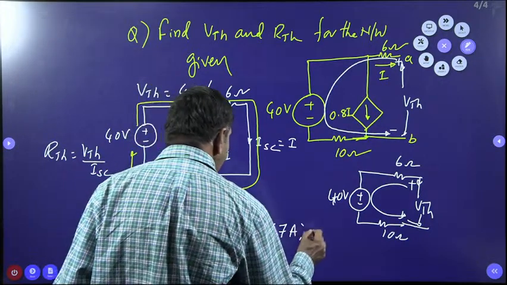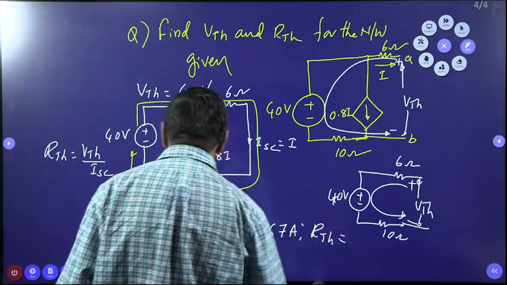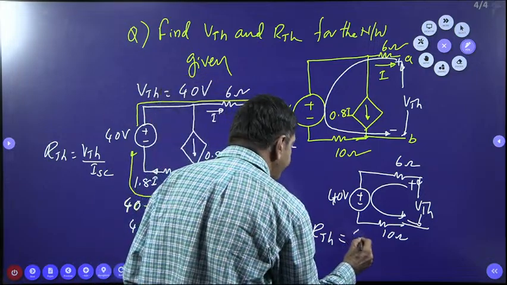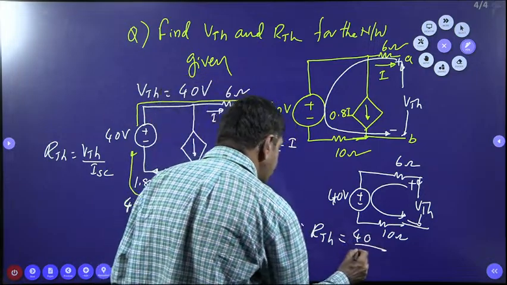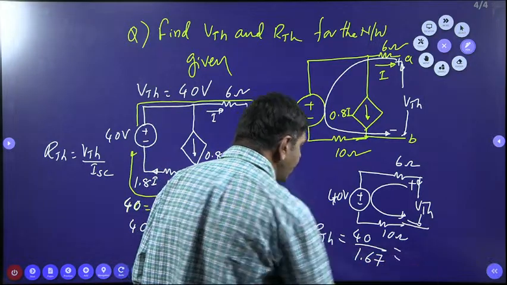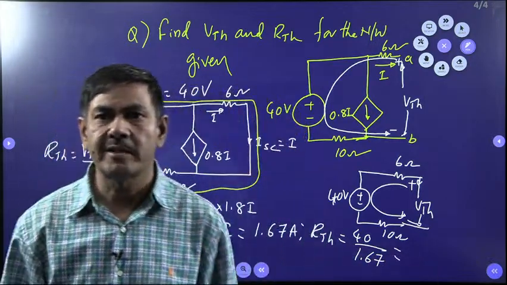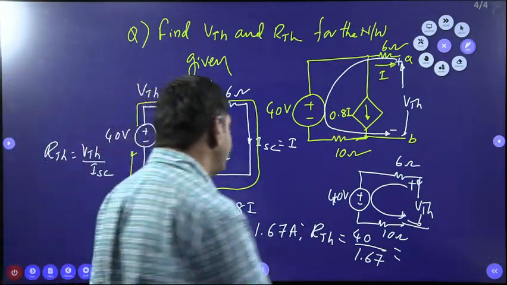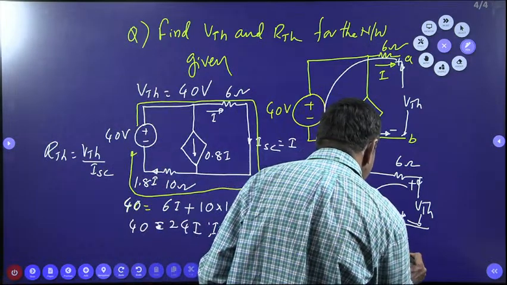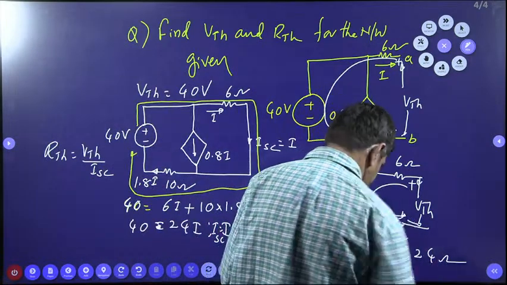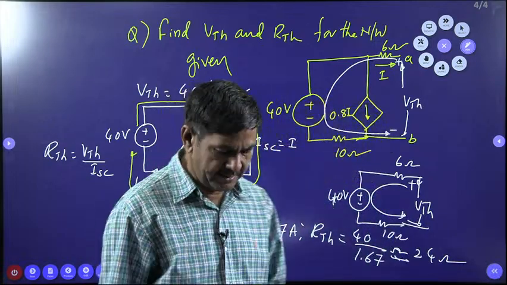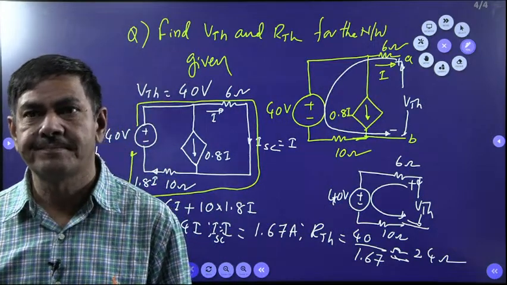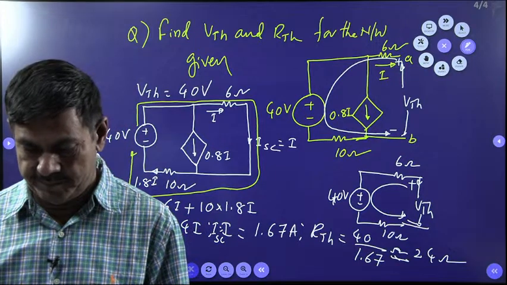Now I wish to apply the formula which is given here. VTH by ISC. VTH is nothing but 40 divided by 1.67. Now, its value you calculate. How much are you getting? Check it. It comes to 24, I think. Approximately, it comes as 24 ohms, positive. That way we can get the answer. Followed this question? Yes, next question I will give.